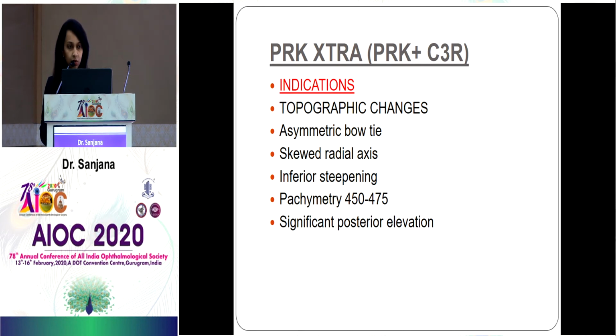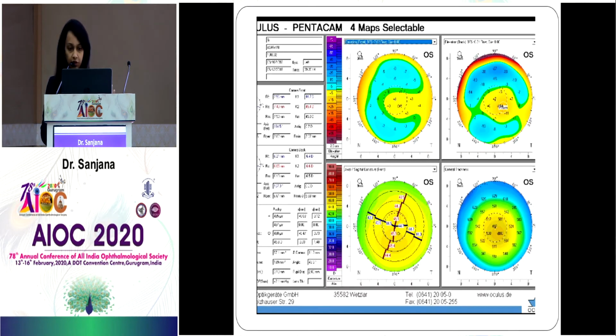Now let us see, there's one more option lastly, what is called a PRK Xtra, where we will be combining PRK with CXL. So what are the indications of this? Whenever there is a borderline topography or some topographic changes in the form of an asymmetric bow tie or a skewed radial axis and inferior steepening and a thin pachymetry, and in cases of significant posterior elevation, it's always better to combine it with cross-linking to be on a safer side.